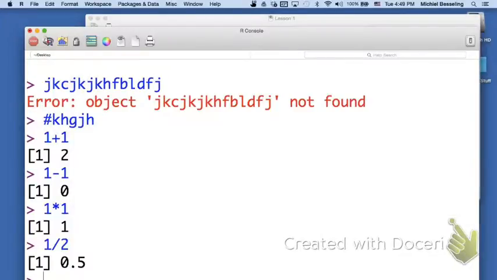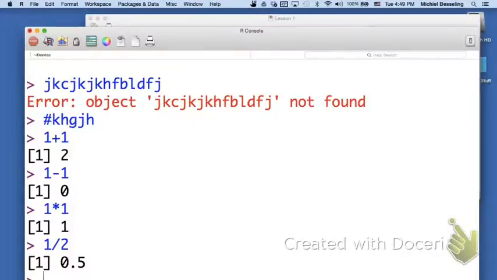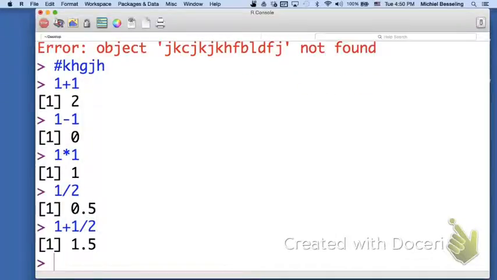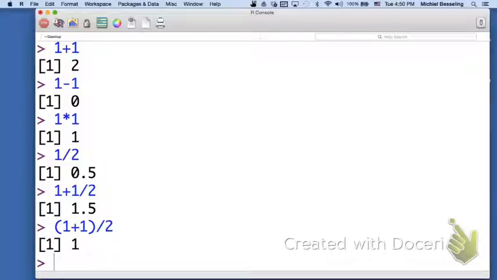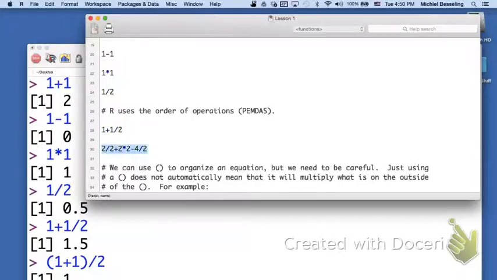So if I were to do something basic like this, 1 plus 1 divided by 2, PEMDAS says that I should first divide and then add. So this should get me 1.5, if we did everything correctly. Yay. Notice how that's different than if I do the 1 plus 1 in a set of parentheses, (1 plus 1) divided by 2. Now it should do what's in the parentheses first, which 1 plus 1 is 2. 2 divided by 2 now is 1. So the order of operations is very important.